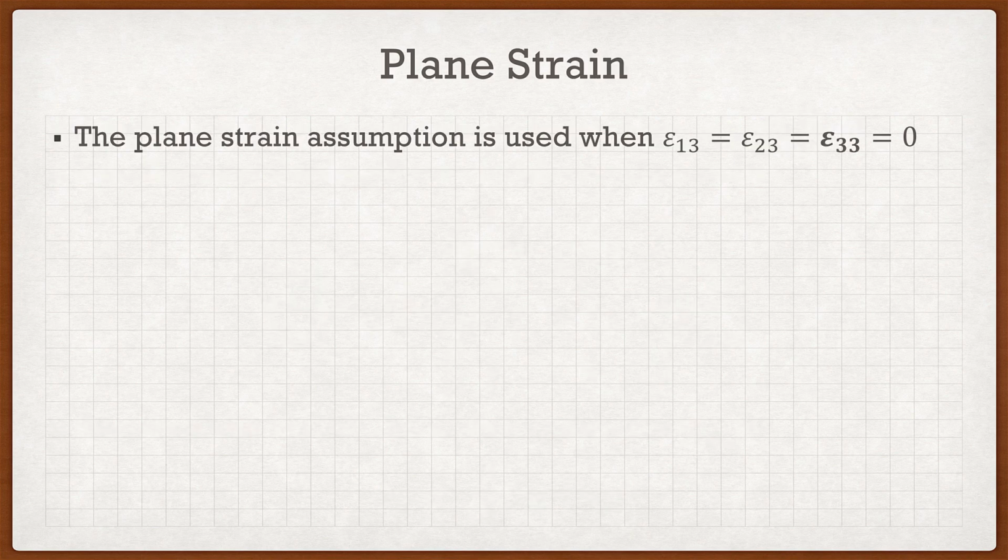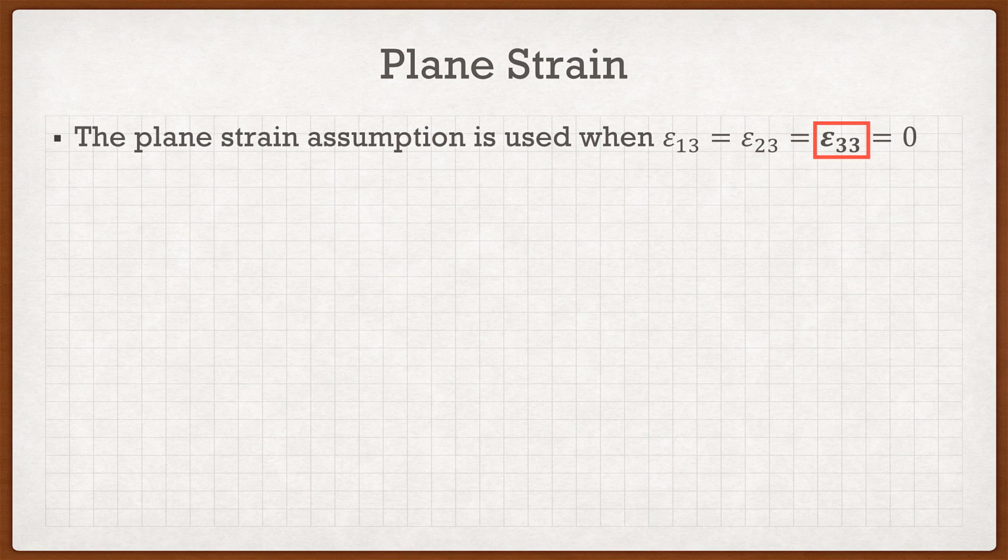Part B says, okay, well, you guys did plane stress. How about plane strain? So as you see, there's a very significant similarity between these two. So the plane strain assumption is used when epsilon 1,3 is equal to epsilon 2,3, which is equal to epsilon 3,3, which is going to be 0. So the key here is epsilon 3,3 is going to be 0. And if we look back at plane stress, we use the exact same equation, but instead of epsilon, we had sigmas. So for plane strain, all these epsilons are equal to 0. For plane stress, all the sigmas there are going to be equal to 0.